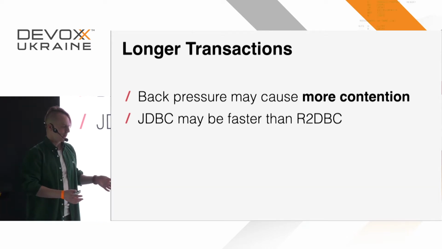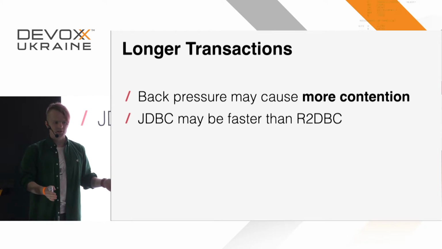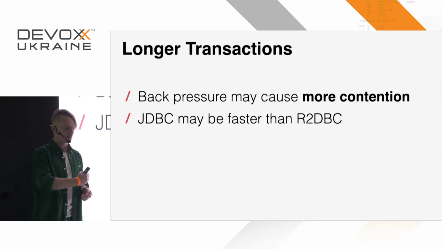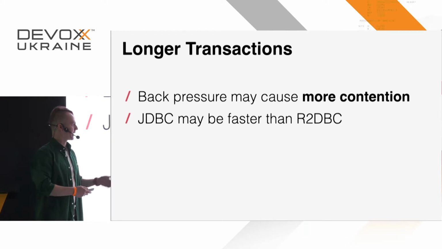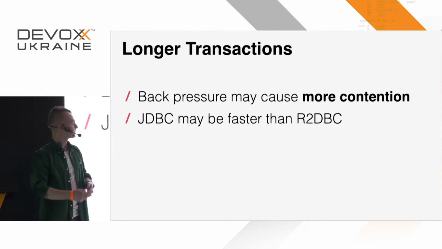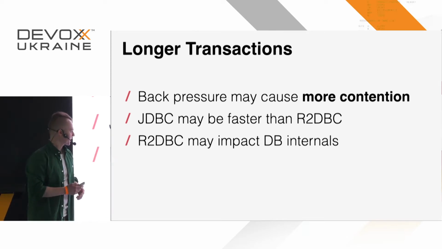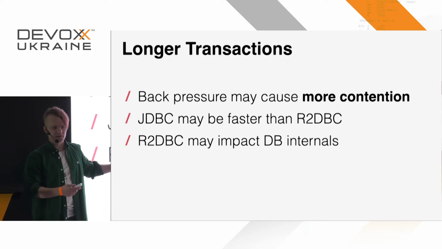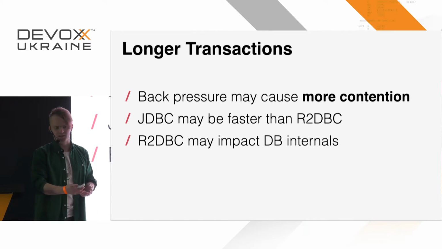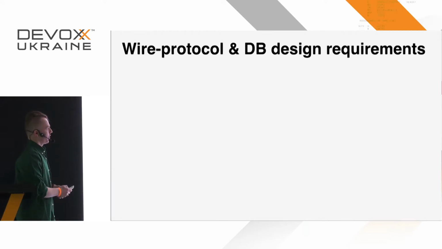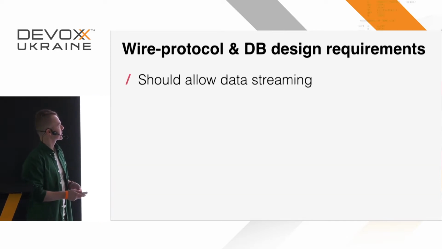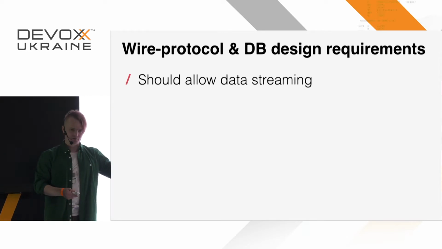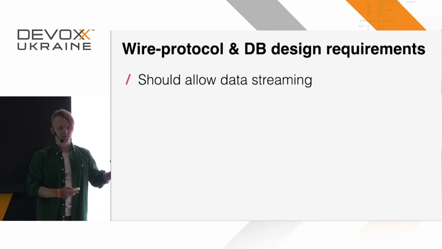Because, as you can understand, for the last 20 years, databases were tailored for JDBC workloads. And they have a lot of tricks to work well with JDBC. And we need some time so they can handle R2DBC patterns well as well. And also, because of that, R2DBC has to impact the protocol that communicates and the database internals itself. Also, it may affect the protocol because it's not about sending big chunks of data. It's about streaming small pieces with back pressure.